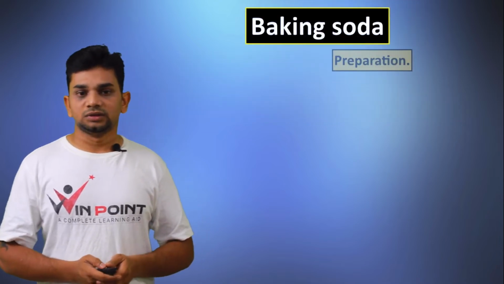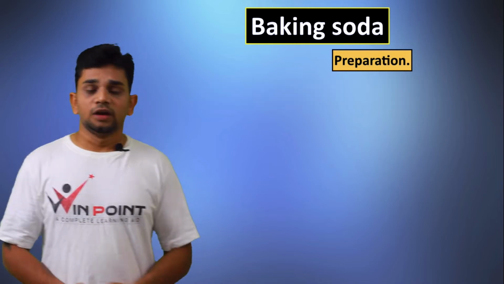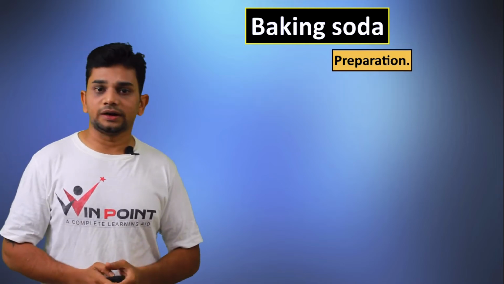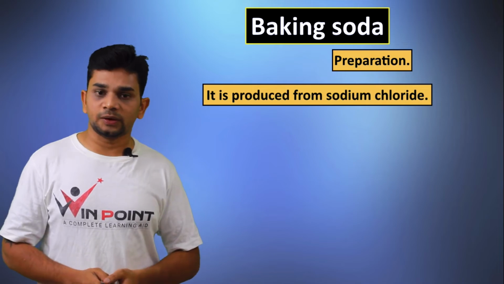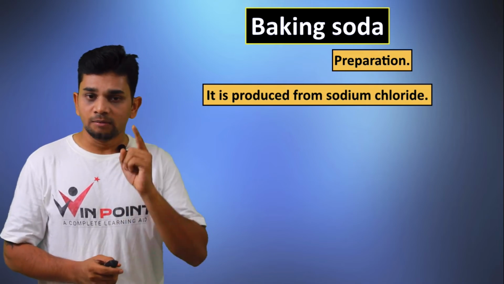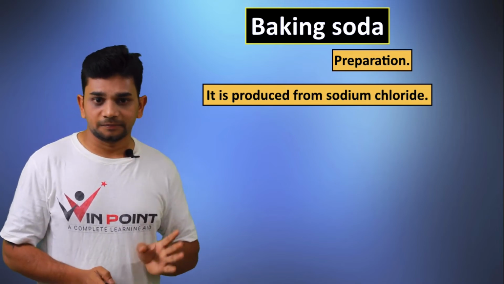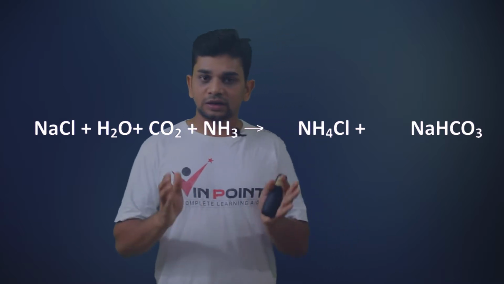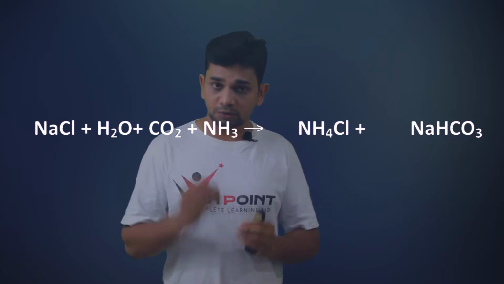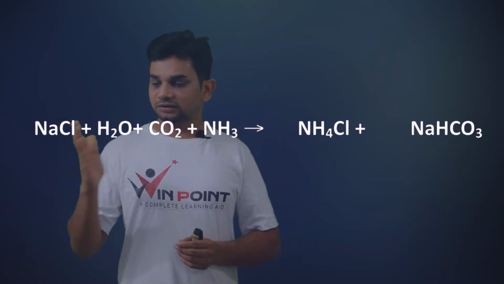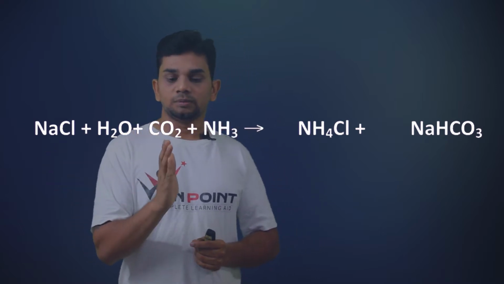Now we can discuss the preparation of baking soda. Baking soda is prepared from sodium chloride. So the raw material of baking soda is sodium chloride. Here you can see the reaction. It's looking lengthy, but it's very easy to learn, and it's very important also. NaCl plus H2O plus CO2 plus NH3.